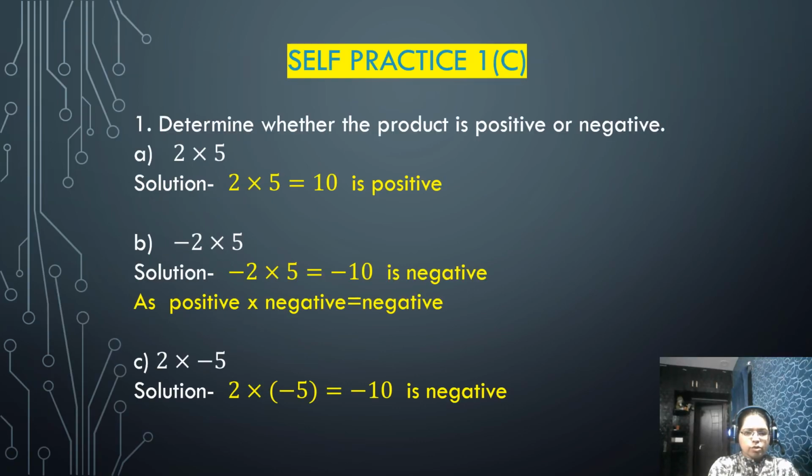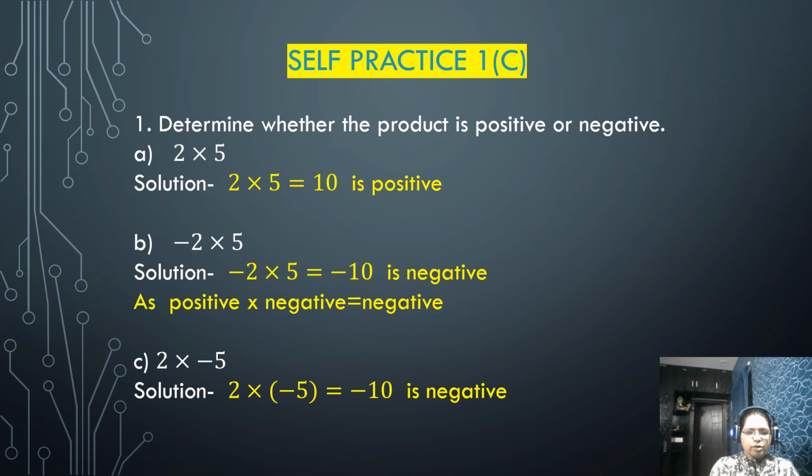First we will solve question number 1. Question number 1 is determine whether the product is positive or negative. First part is 2 multiplied by 5. When we multiply two integers, just multiply the numbers and place the sign before the integer. 2 multiplied by 5 is 10 and both are positive integers, so place the plus sign. So we get 10. 2 multiplied by 5 is 10 and 10 is positive.